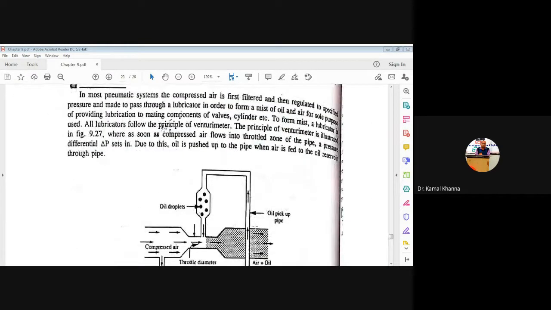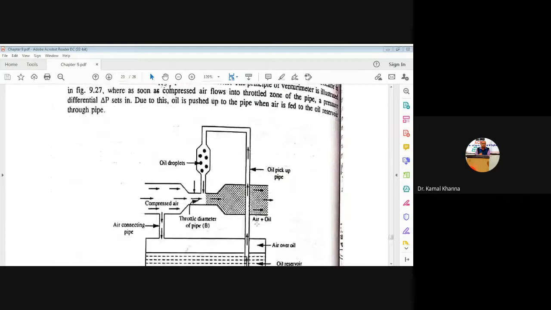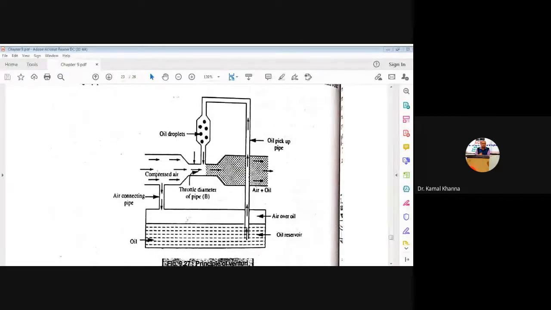Next is the lubricator. So what is the use of the lubricator? You can see the figure here. The principle of the lubricator is similar to that of the venturi meter. In the venturi meter, we have read in the fourth chapter that the principle of the venturi meter is basically based on the knowledge.